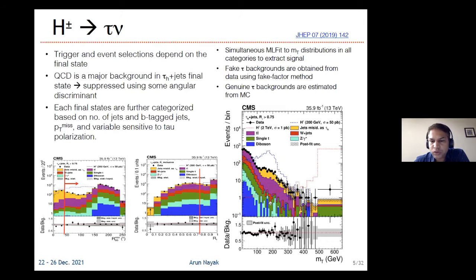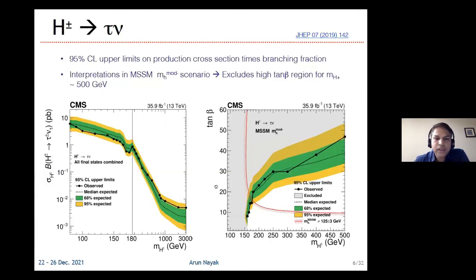So here it shows the mT distributions. You can see the data and the expected backgrounds and two scenarios for the charged Higgs signal. This is for the 2 TeV case, the red dotted line, and the blue one is for 200 GeV. Of course we don't see any excess yet, so we obtain the upper limits on production cross section times branching fraction.